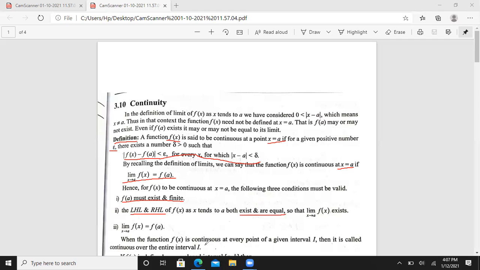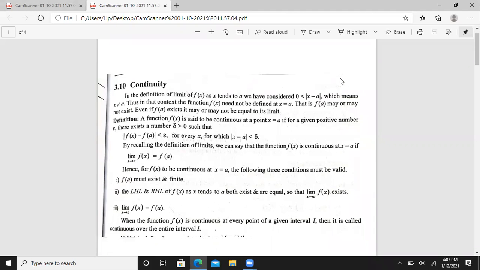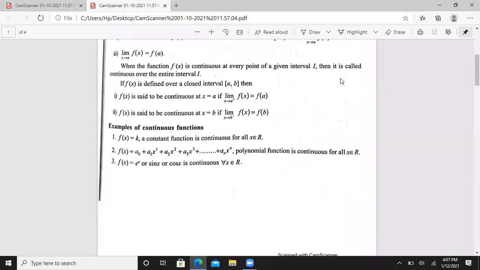When the function f of x is continuous at every point of a given interval I, then it is called continuous over the entire interval I. Next, see here, the three conditions are over.